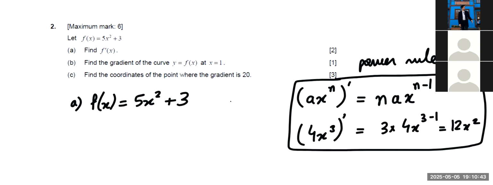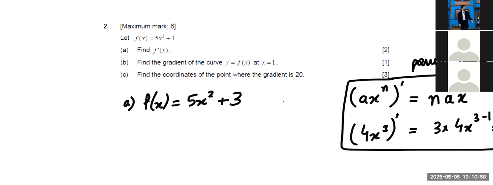For example, you get 4x cubed, just multiply the whole thing with 3, because that's the power, right? So 3 times 4x, and then subtract 1 from the power, so 3 minus 1 becomes 2. So that means 12x squared is the derivative of 4x cubed. And that's it. So, in this question, you're given a function and you want to find its derivative first.